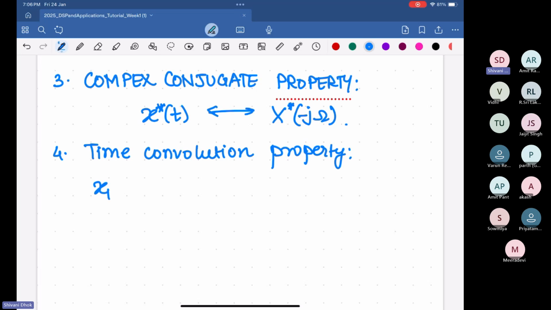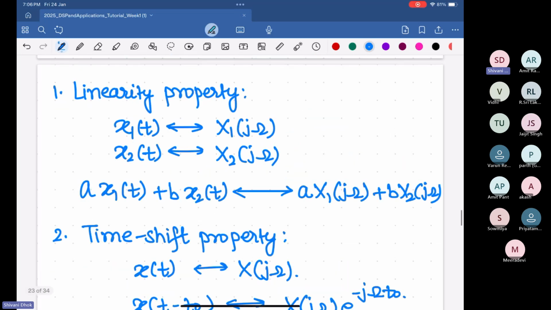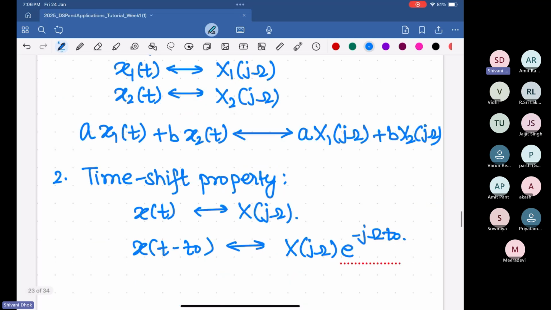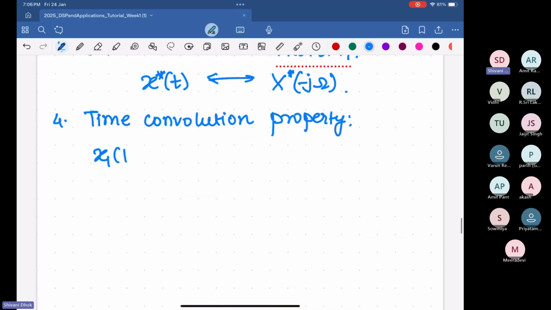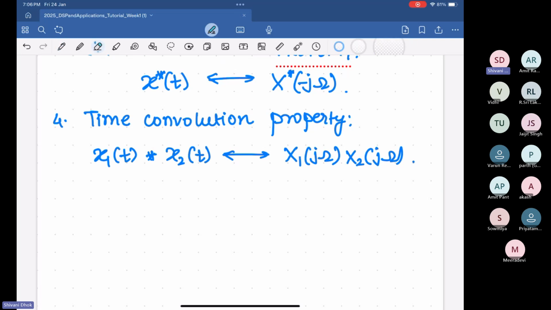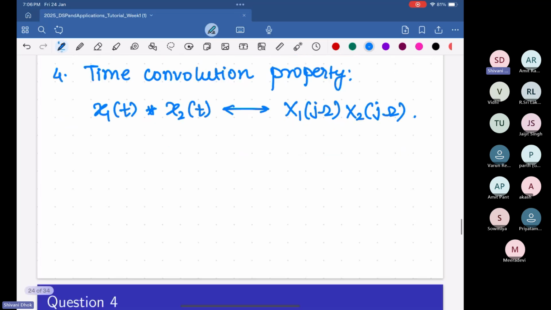So if x1 of t has Fourier transform X1 of j omega, and x2 of t has Fourier transform X2 of j omega, then x1 of t convolved with x2 of t will have Fourier transform X1 of j omega times X2 of j omega. Okay, is it clear? Any questions till this point? These are some properties of continuous time Fourier transform which we will be using.